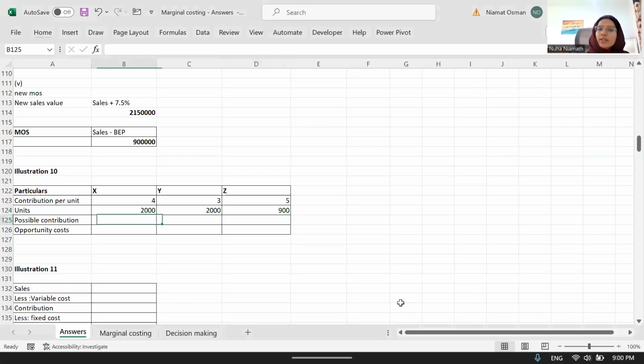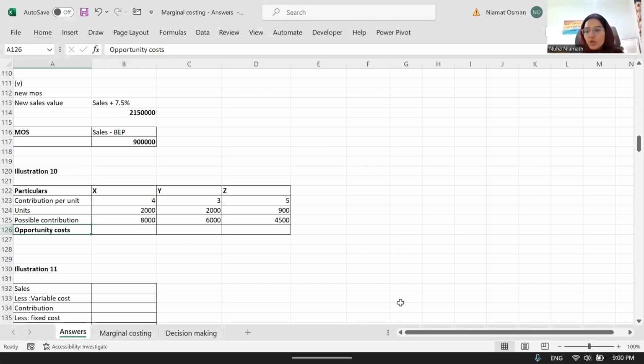Is everybody clear with why we took 900 units, 2000 units, and 2000 units for X, Y, and Z? Okay. So we can calculate our contribution, which is contribution per unit into units, and similarly for Y and Z. Now let's understand opportunity cost.